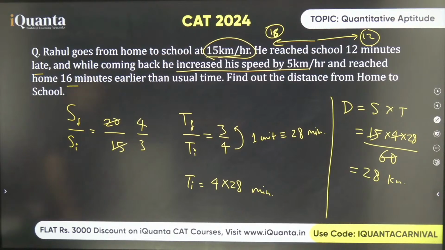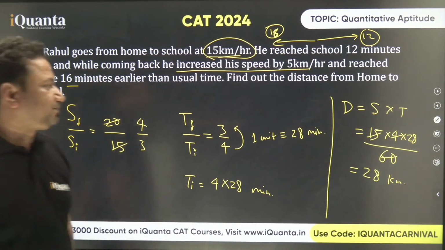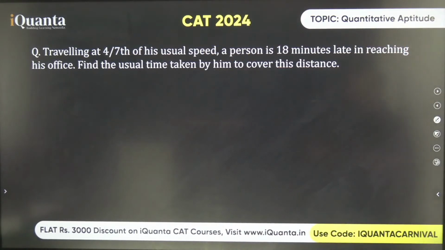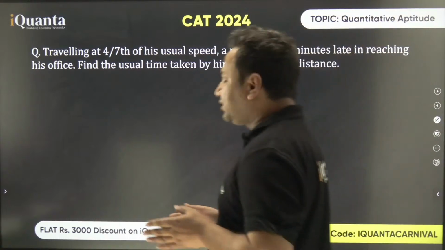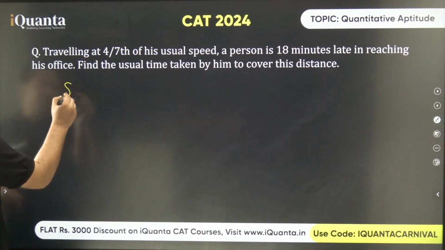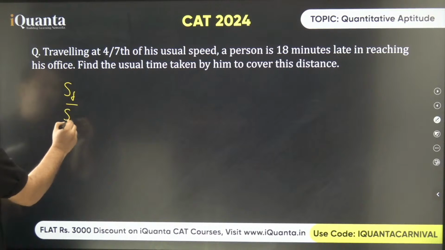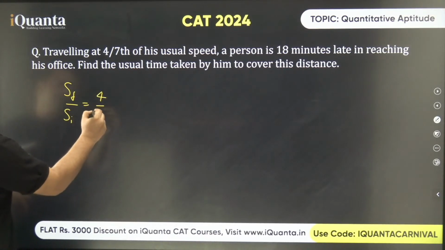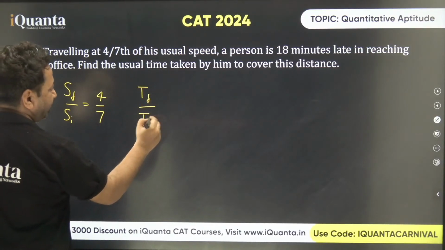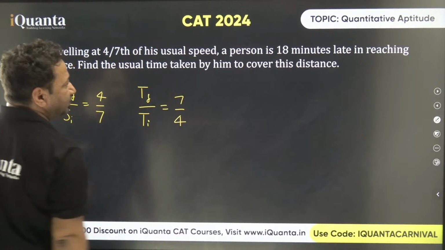Okay. Next one. Traveling at 4 by 7 of his usual speed, a person is 18 minutes late in reaching his office. Find the usual time taken by him to cover this distance. The ratio of final speed and the initial speed is equal to 4 by 7, which means the ratio of final time and initial time will be equal to 7 by 4.